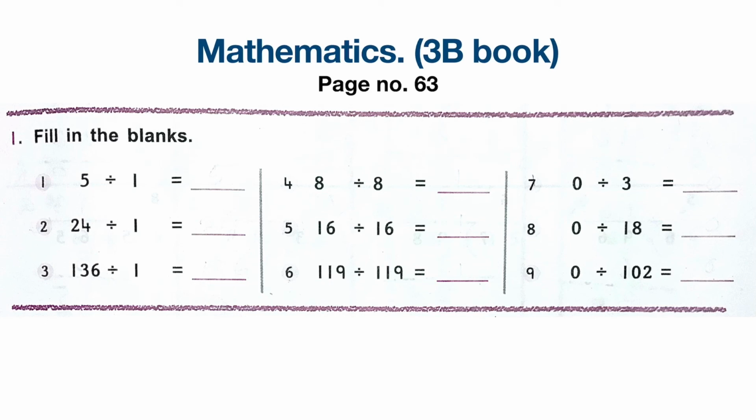Okay, so here earlier we solved that 5 divided by 1 is equal to 5, right? 24 divided by 1 will be 24, and 3 is homework. 8 divided by 8 is equal to 1. 16 divided by 16 is also equal to 1. 6 is homework. Okay, and now 0 divided by 3 is also 0, and 0 divided by 18 is also 0. Number 9 will be homework. So you do all this homework and then send the photo to my WhatsApp.